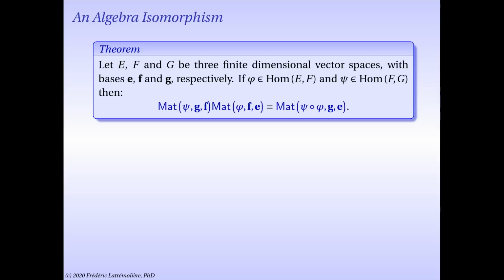Let E, F, and G be three finite-dimensional vector spaces. Let bold E be an ordered basis for E, let bold F be an ordered basis of F, and let bold G be an ordered basis of G. If phi is a linear map from E to F, and if psi is a linear map from F to G, then the matrix of psi composed with phi in the ordered basis bold G and bold E is the product of the matrix of psi in the ordered basis bold G and bold F times the matrix of phi in the ordered basis bold F and bold E.